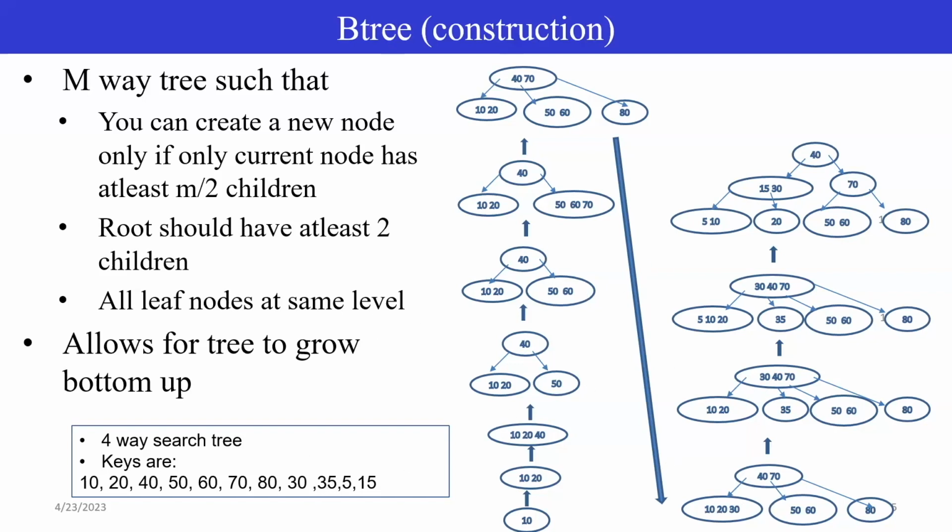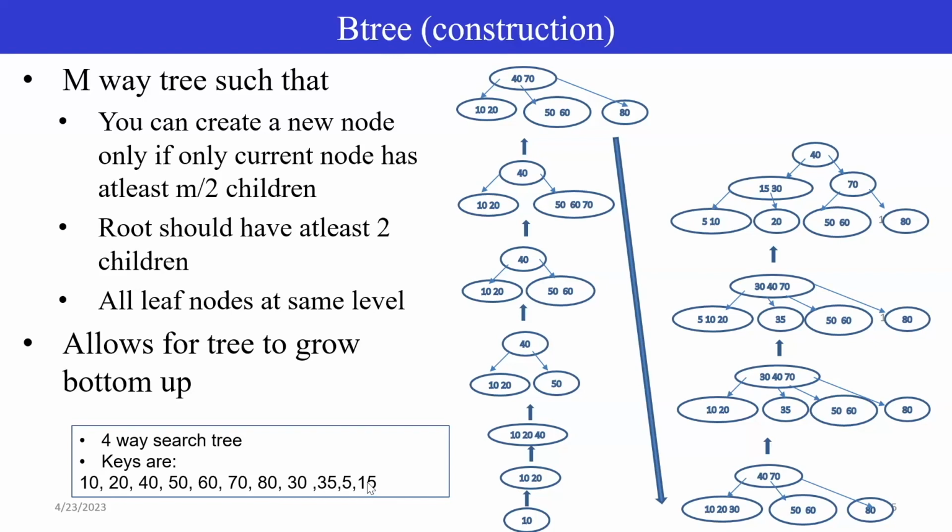Now 30 comes here, it goes to 10, 20, 30. Then you got 35. Now 35 cannot come to this. So basically it splits this. 10, 20 comes here, 35 and 30 comes here. Now your 30, 40, 70 comes here. Then 5 comes here. Now 5 can be accommodated here, it puts it here.